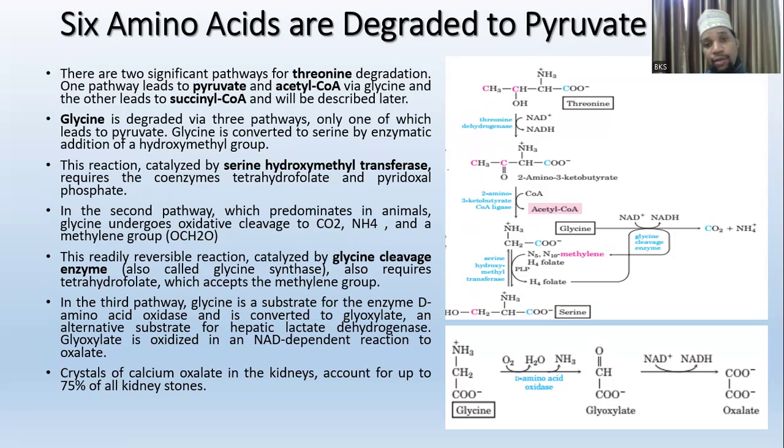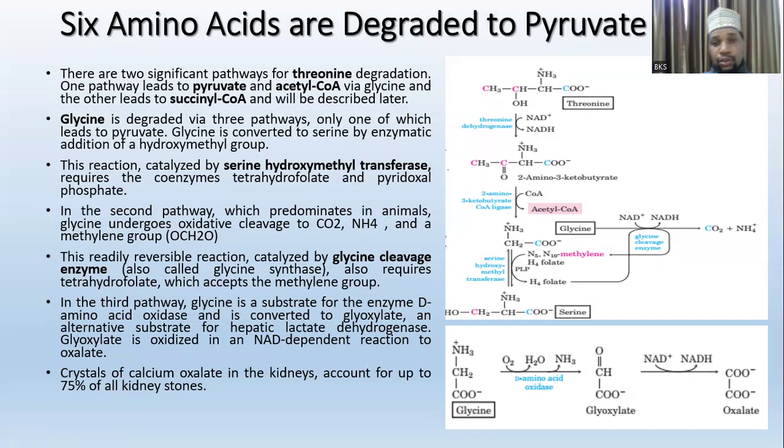So let's talk about threonine. Threonine is just like serine. It's an amino acid that contains this hydroxyl group, but it has in addition a methyl group attached to it. So an enzyme called threonine dehydrogenase, which uses a reducing equivalent NAD, will oxidize threonine by collecting two protons from threonine.